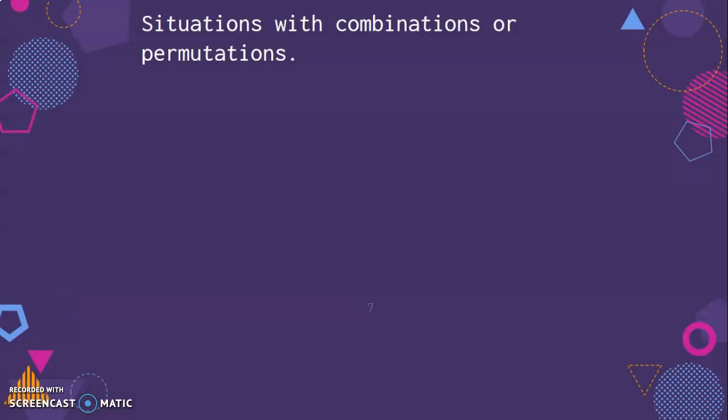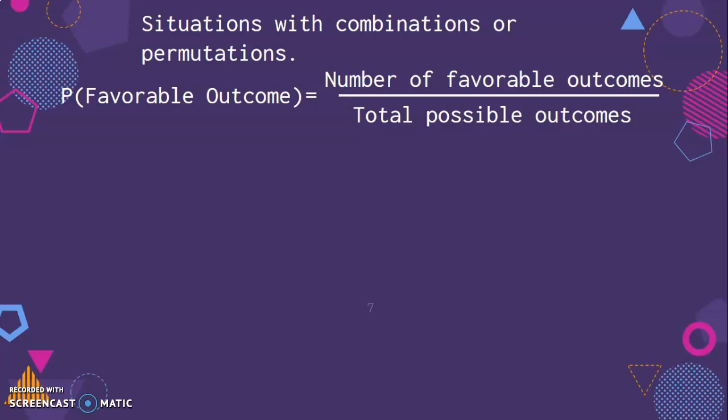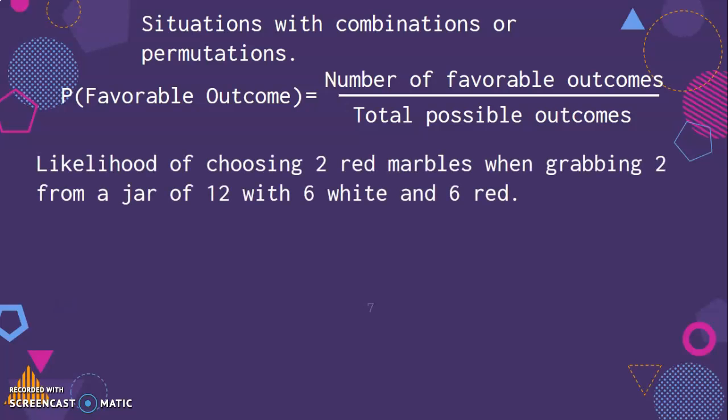Okay, now let's talk about a situation with a combination. So here again is my equation for probability. And the question is, what is the likelihood of choosing 2 red marbles when grabbing 2 from a jar of 12 with 6 white and 6 red? So what this is saying is I have a jar with 12 marbles in it. 6 of them are white, 6 of them are red. I'm going to reach in and grab 2 of them at random. What is the likelihood that I'm going to come out with 2 red marbles?